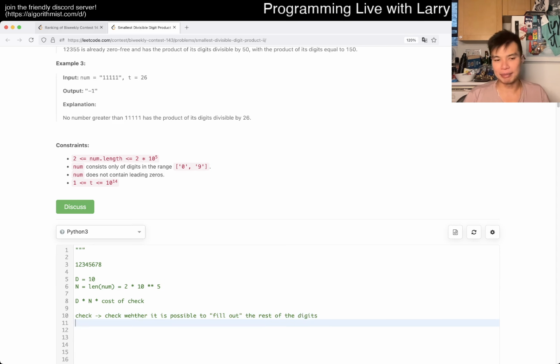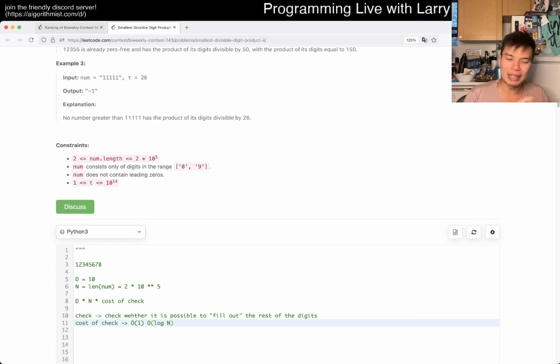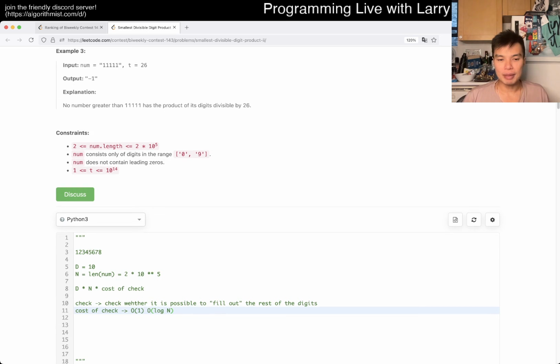And then the cost of the check matters, right? If the cost of the check is O of n, for example, well, then this is going to be D times n squared, which is too expensive. So here, the cost of the check, you want it to be maybe O of 1, probably, maybe O of log n. Even then, maybe it's getting a little bit tight, honestly, at least in Python and at least on Leetcode, because Leetcode chooses bounds that are a little bit tight. It is what it is. But yeah, these are kind of things to think about, right?